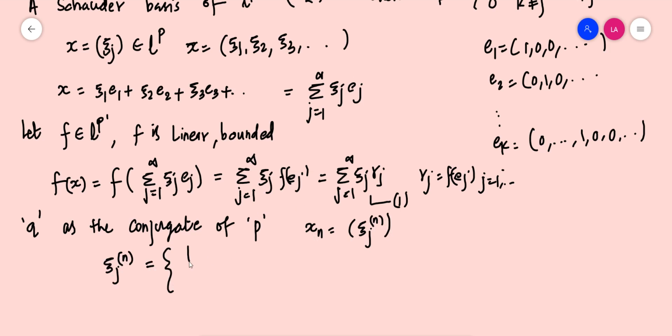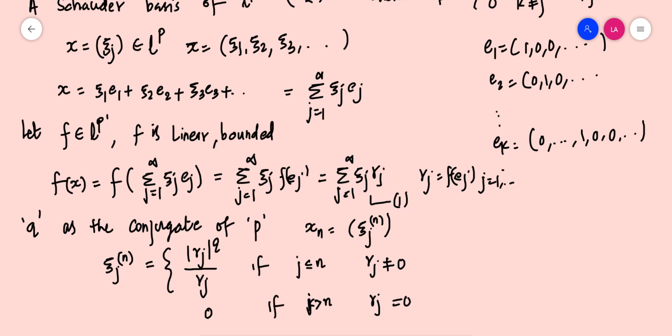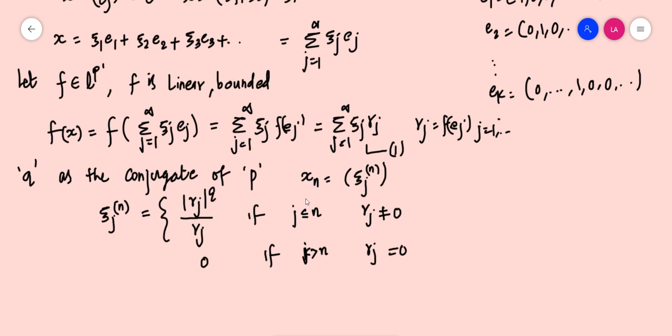modulus of gamma j raised to q divided by gamma j if j is less than or equal to n and gamma j is not equal to 0, and is equal to 0 if j is greater than n or gamma j is equal to 0. I told you equation number 1 is true for every x. So in particular, this should be true for this xn as well.